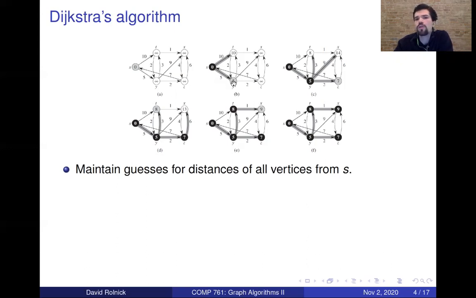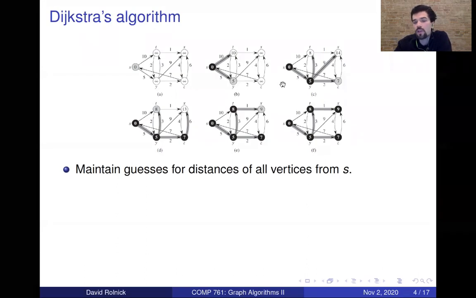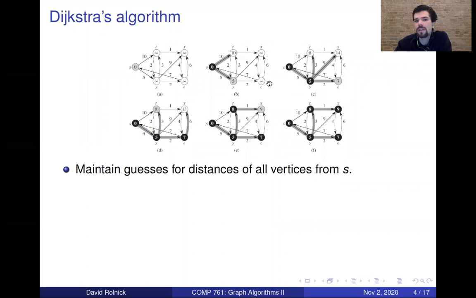Now let's try going to this vertex. Well, 5 plus 9 is 14. So this becomes 14. It was previously infinity. 5 plus 2 is 7. So this becomes 7 instead of infinity. What's the smallest of these? Well, it's 7. So we go to 7 next.